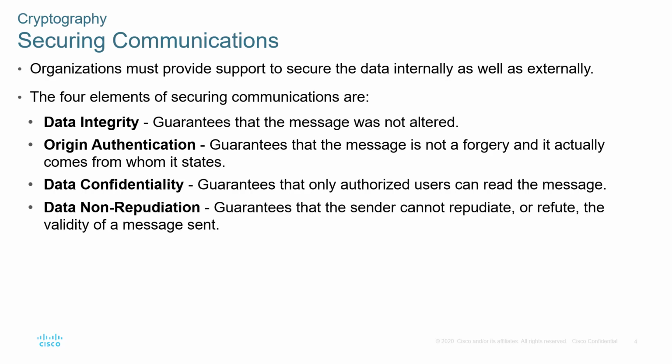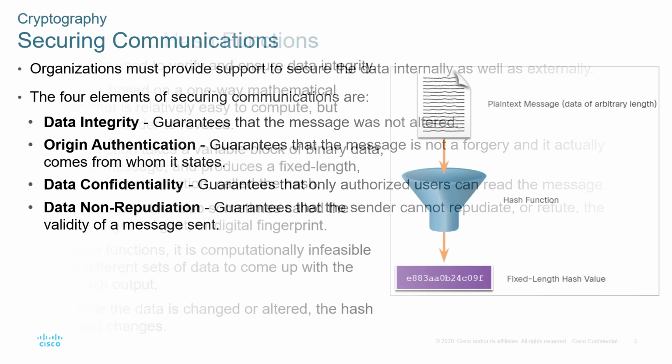Basically, with non-repudiation, you cannot refute. You cannot say, I didn't send this. It is guaranteed, it is verified that you are the individual that sent it. The sender can't refute that fact. Alright, so what are some of the systems that work with cryptography?